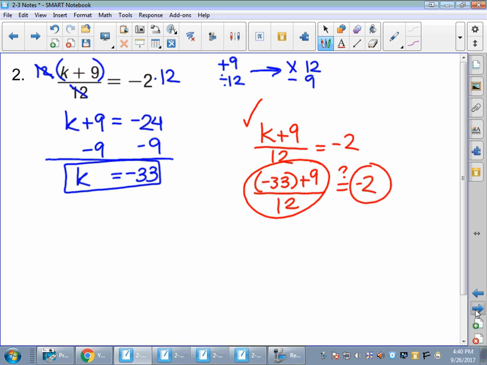Negative 33 plus 9 is negative 24 over 12. Is that equal to negative 2? And negative 24 divided by 12 is negative 2. So that's a formal check.